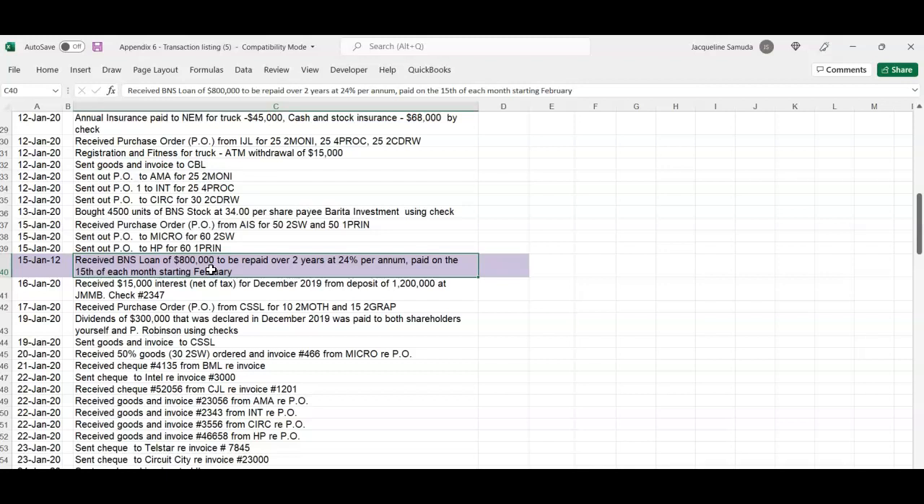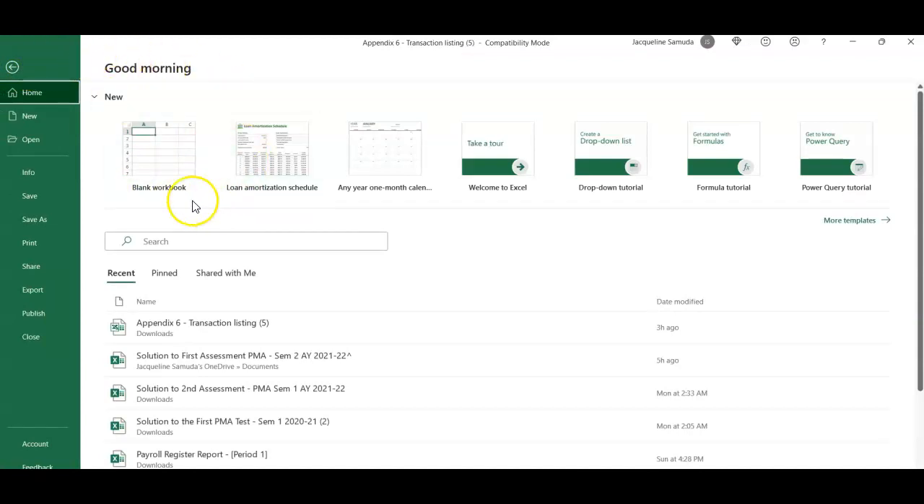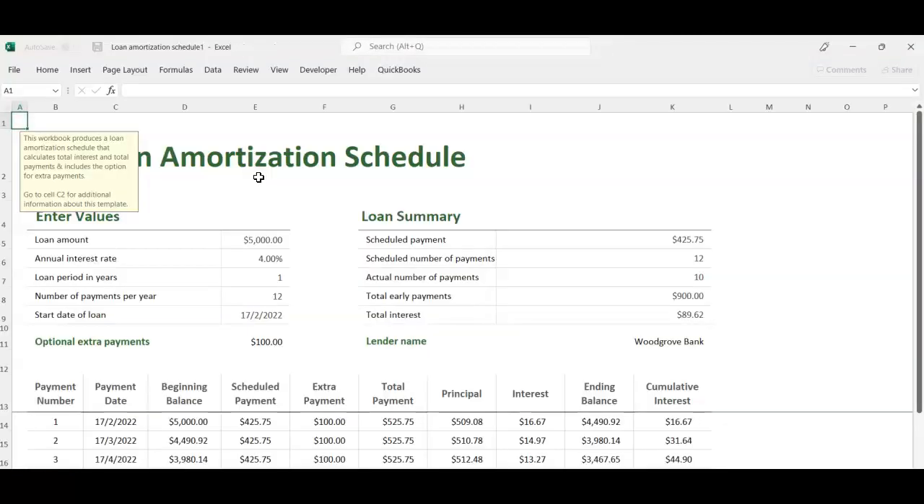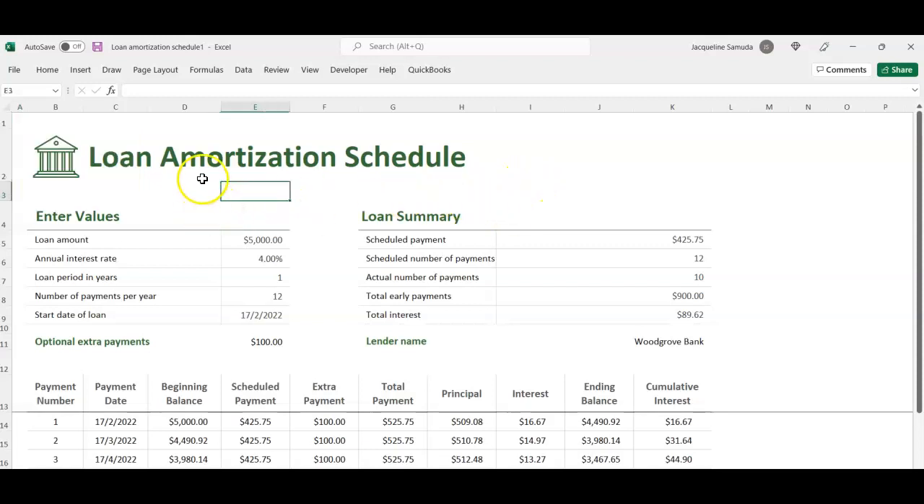Now, there is a tool created by Excel called Loan Amortization Schedule. I'm going to open it. Now this schedule is very, very useful, and we are going to need it to suss out what are the figures for the repayment for the loan you're going to get in January. So let's just quickly go through that.